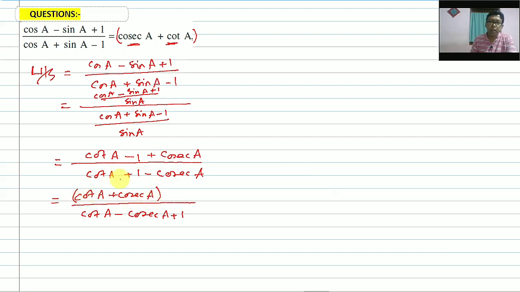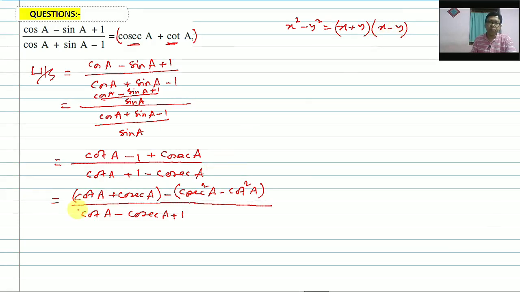Okay, take it as usual, and this minus 1 can be written as cosec square A minus cot square A. You know, 1 plus cot square A is equal to cosec square A. So cosec square A minus cot square A is equal to 1. Now this part is A square minus B square like this. So you can break it into A plus B whole into A minus B. The algebraic formula you know: x square minus y square is equal to x plus y whole into x minus y. Like this, you have to break this one.